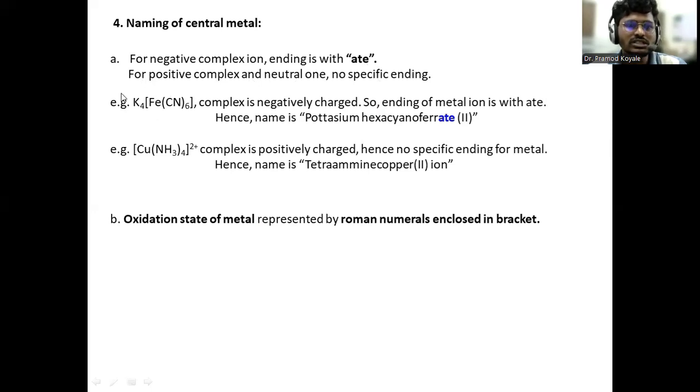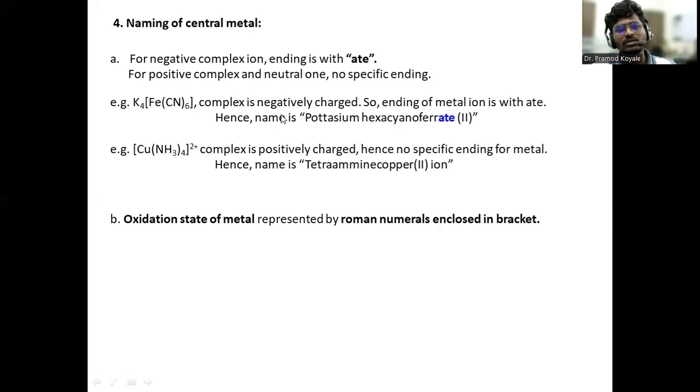So consider this coordination complex. It has the counter ion potassium. It has the central metal Fe and 6 cyanide ligands. Potassium has a +4 charge, which means the coordination sphere is 4 minus. So it is a negative complex ion. See the charge on the coordination sphere: if it is negative, the ending is -ate. If it is Fe, then the ending is ferrate.